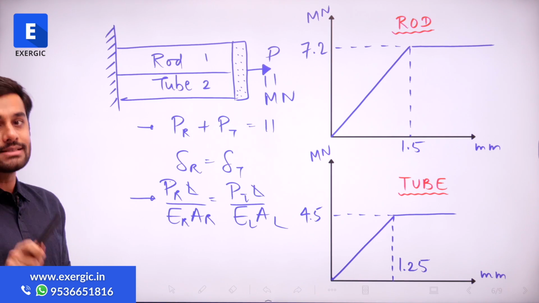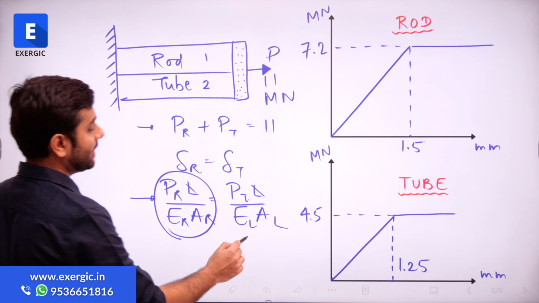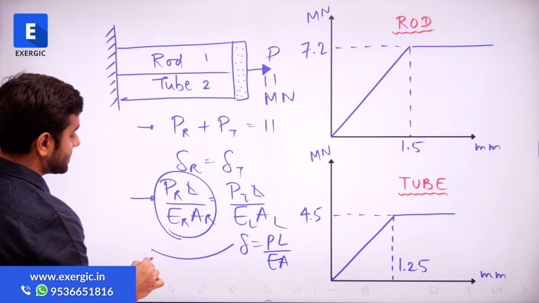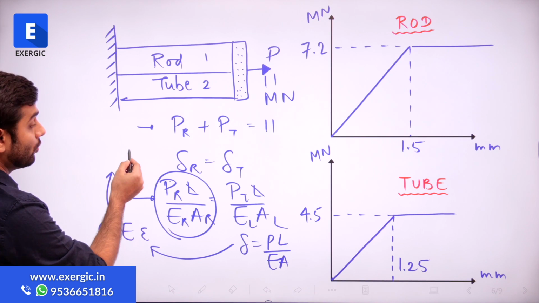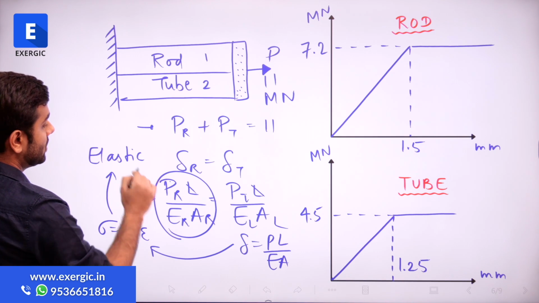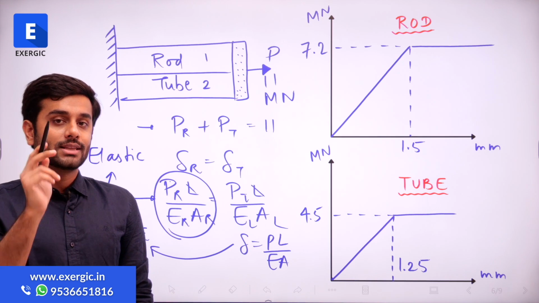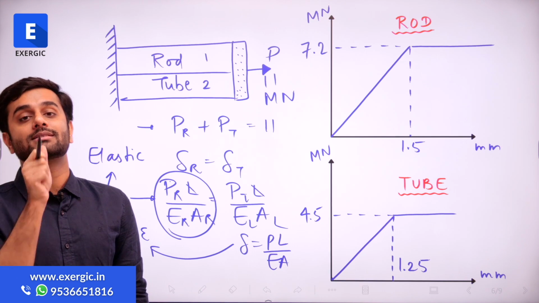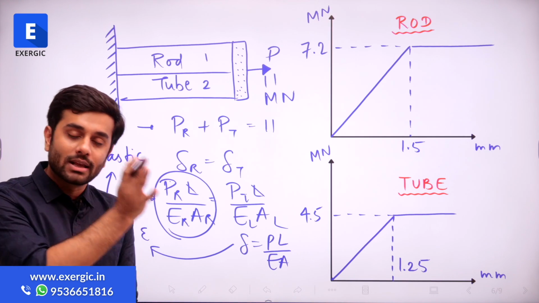Why? The reason is, where can you apply this expression, del is equal to PL by EA? From where is this expression coming? This expression is coming from sigma is equal to E epsilon, which is coming from Hooke's law, which is only applicable in the elastic region. So you can apply del is equal to PL by EA only when you are sure that the material for which you are applying this expression is within the elastic limit. If you are not sure about it, you cannot apply this expression for the plastic region.